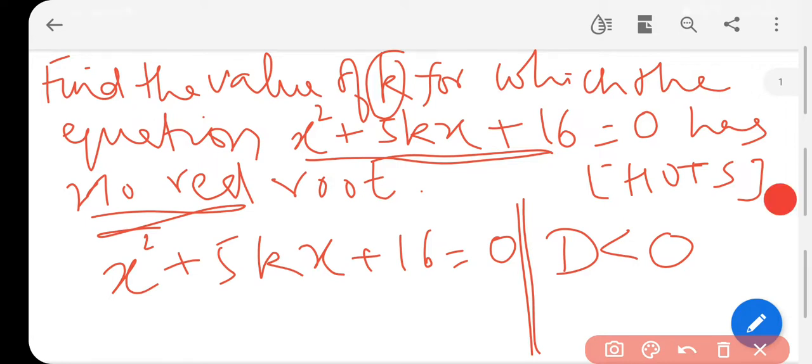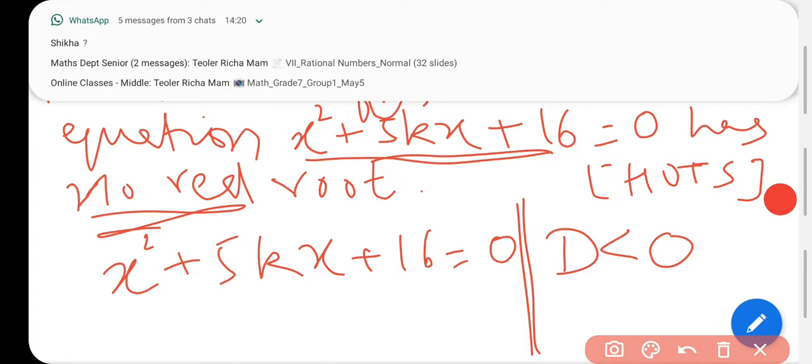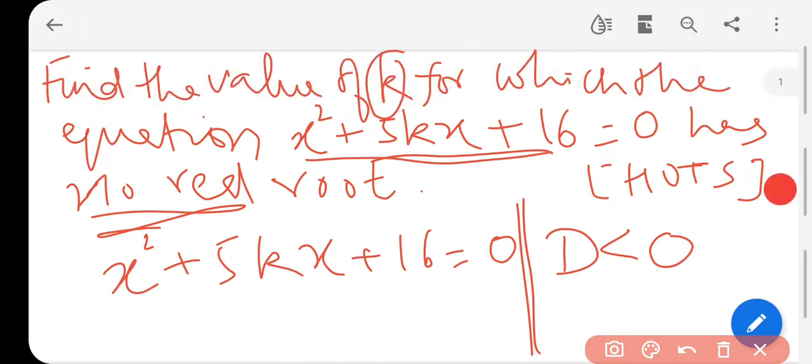So yes, we are not doing the solution further, but we are supposed to find out the value of k for which the given equation has no real roots. We are not going to find out the value of x, but the value of k, so that the given value of k makes the equation have no real roots. Yes or no?